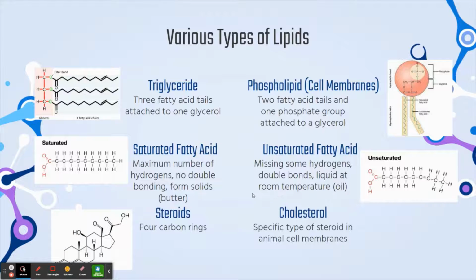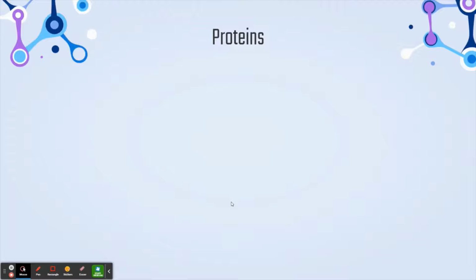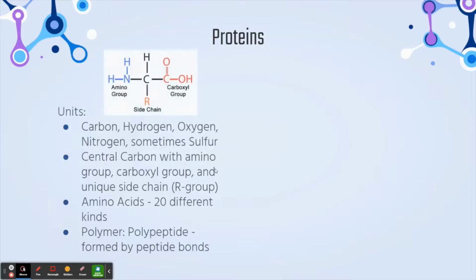Another kind of lipid is the steroid, and as you can see, it is 4 carbon rings attached together. And a cholesterol is a specific type of steroid, which is found in animal cell membranes. The next kind of macromolecule is the protein, and its basic units are composed of hydrogen, carbon, oxygen, nitrogen, and sometimes sulfur. And we will see why it changes later.